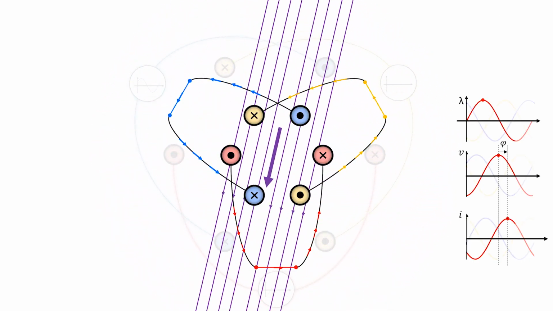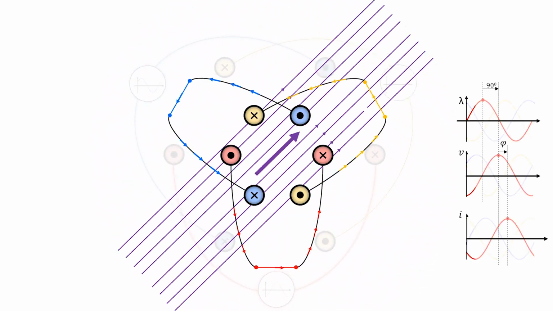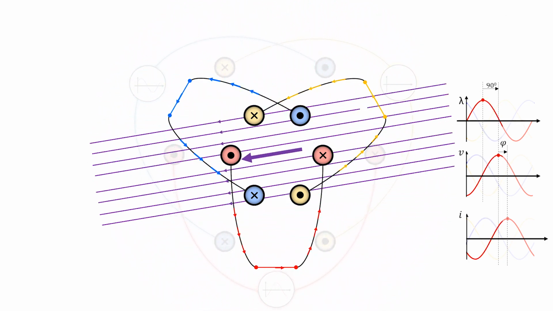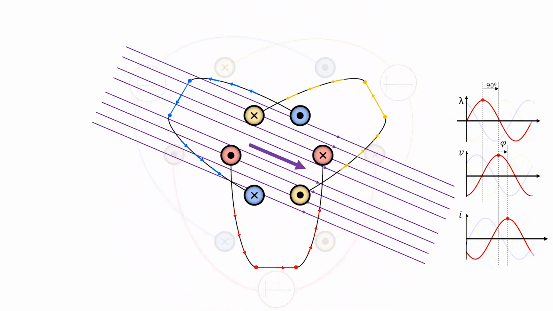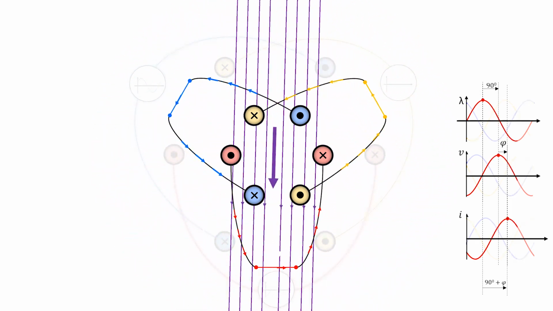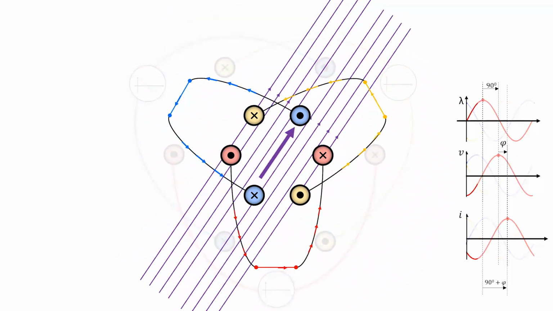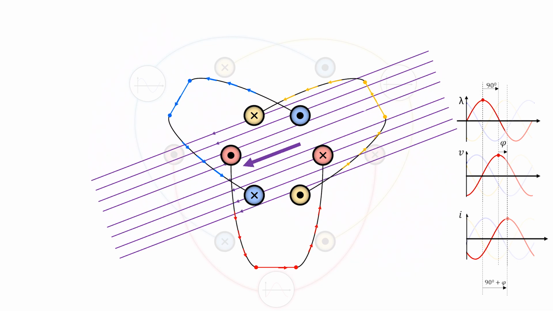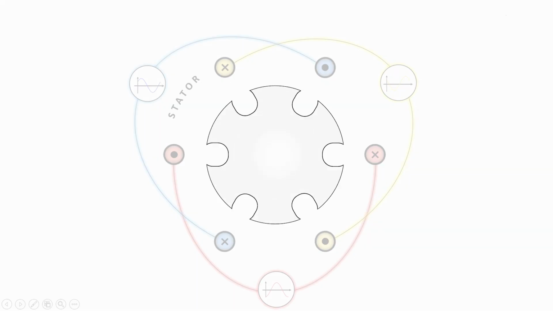Notice that now, the net phase shift from the stator flux to the rotor current is 90 plus phi. 90 degrees coming from the law of induction and phi coming from the RL circuit of rotor coils. We have just constructed the rotor of the induction motor. Three-phase shorted coils.